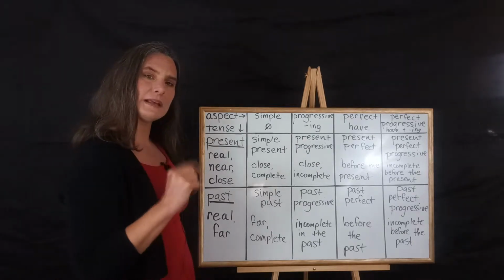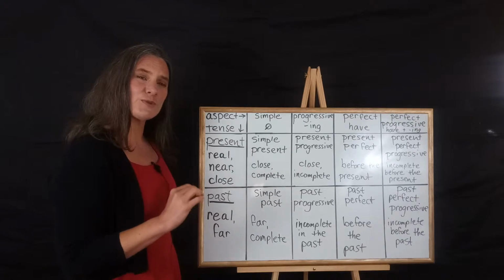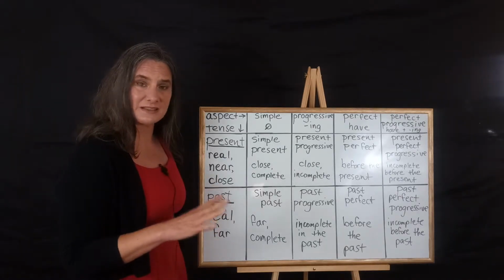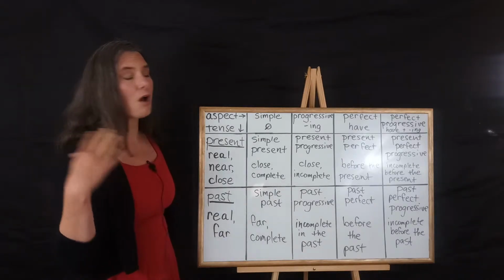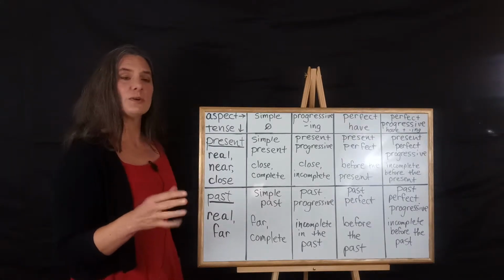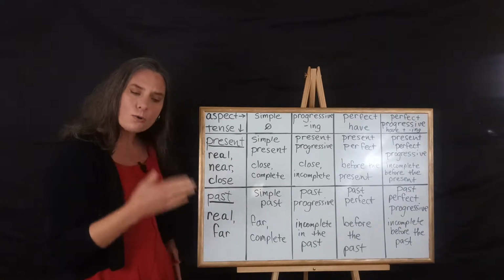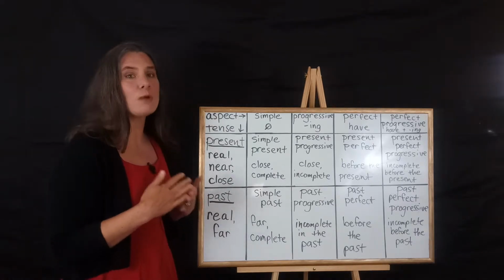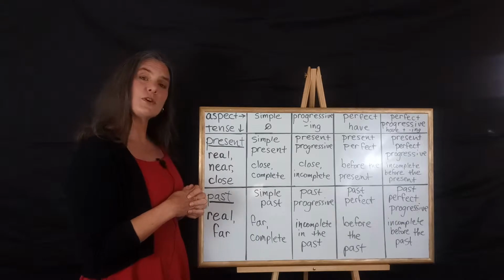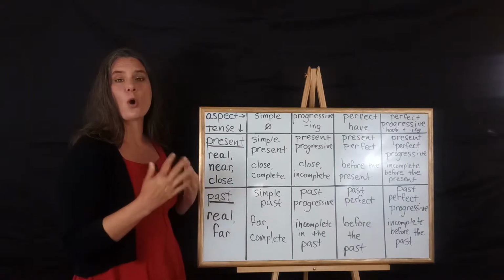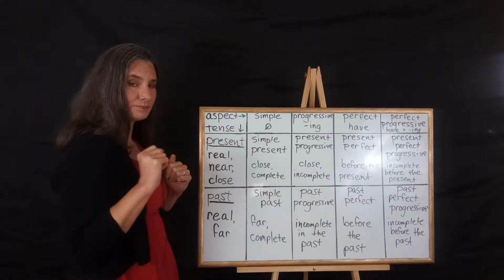Okay? Before I go any further, I want to say that present verbs are not always present. They don't always mean present. And past verbs do not always mean past. So if you can let go of the idea that tense is only related to time, that will help you to understand English verbs. So the first aspect is really no aspect, and that's what we call simple aspect.